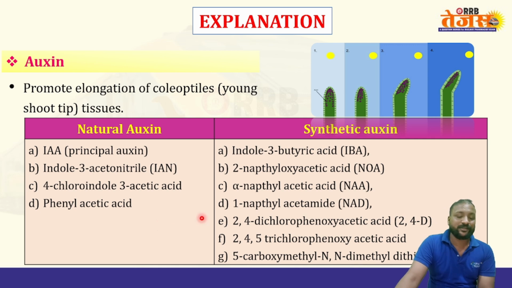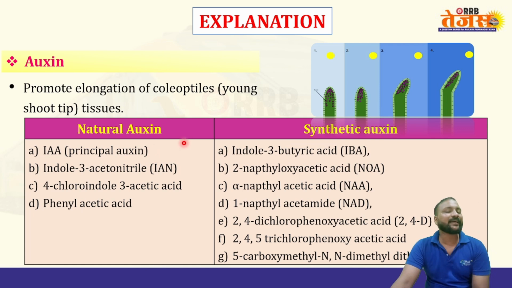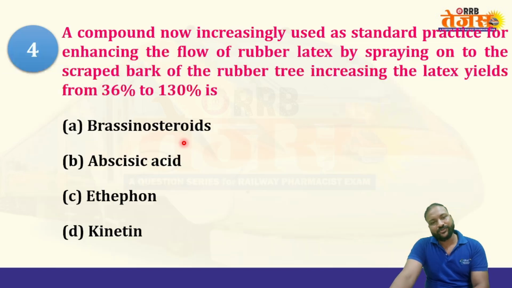But what will be the synthetic auxins? IBA, NOA, indole 3 butyric acid, 2 naphthyloxyacetic acid, and alpha naphthylacetic acid, 1 naphthylacetamide, 2,4-dichlorophenoxyacetic acid, 2,4,5-trichlorophenoxyacetic acid, 5-carboxymethyl N,N-dimethyldithiocarbamate. So do remember which one is a synthetic one and which one is a natural one. The rest will fall under the synthetic auxins classification. Okay, so we'll go for the next question.